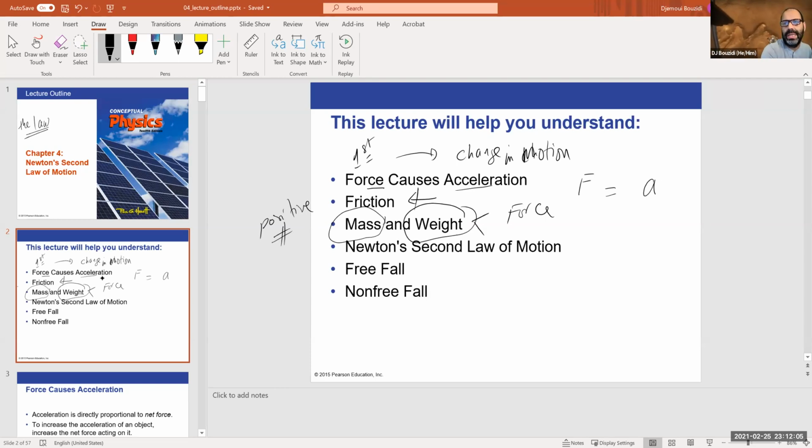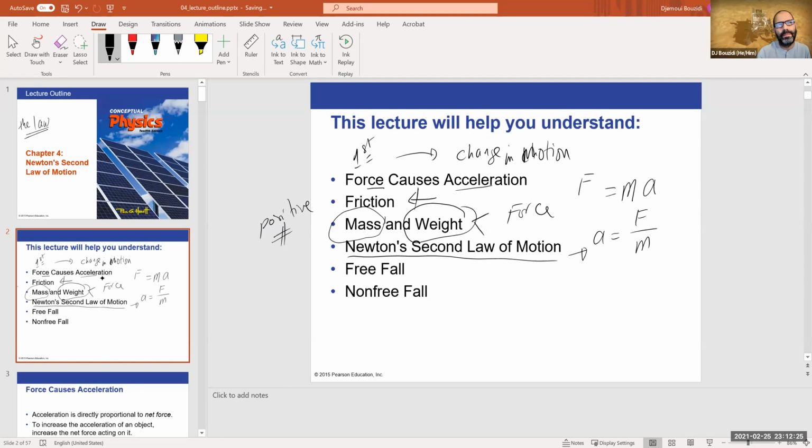So actually the quantity that fixes this relationship is the mass. In other words, the change in motion is inversely proportional to the mass. The bigger the mass, the less the change in motion, okay? So that is basically what the second law is. As a matter of fact, this is the second law of Newton, okay?